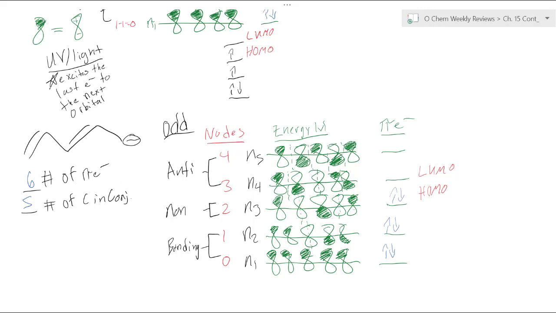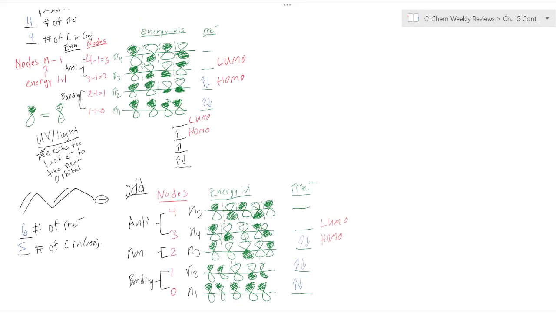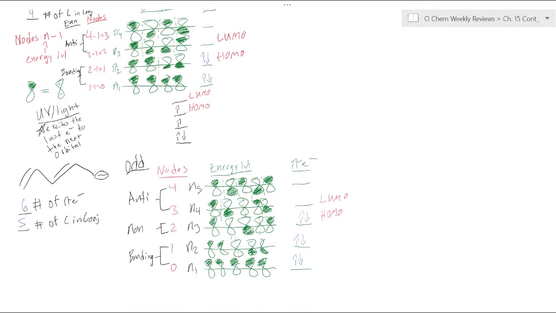Alright, so typical questions that you might get are: what energy level is HOMO in, what energy level is LUMO in, how many pi electrons are in HOMO and how many pi electrons are in LUMO, which energy levels are in the bonding, non-bonding, or anti-bonding, any number of those questions.